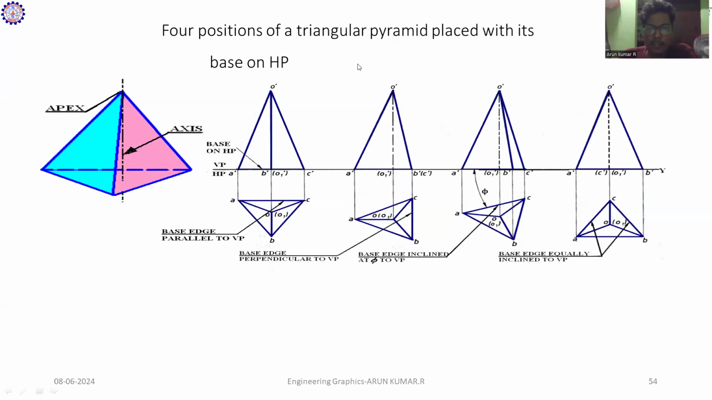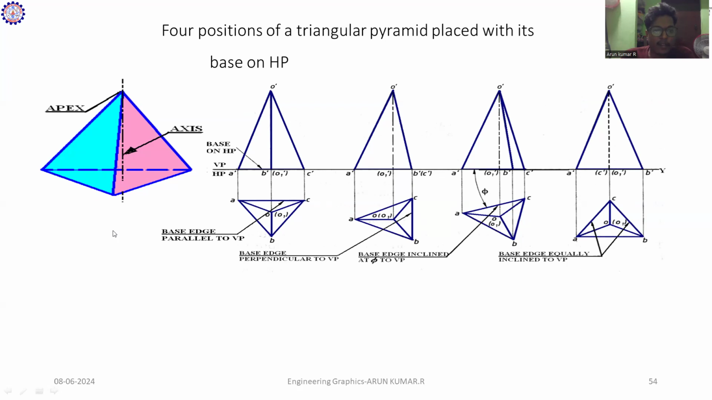Good morning. In this lecture series, we see about positions of the triangular pyramid with the base on HP. Last class we saw the triangular prism placed in different conditions. In this class we are discussing the triangular pyramid. So here we need to know some basic terminologies.